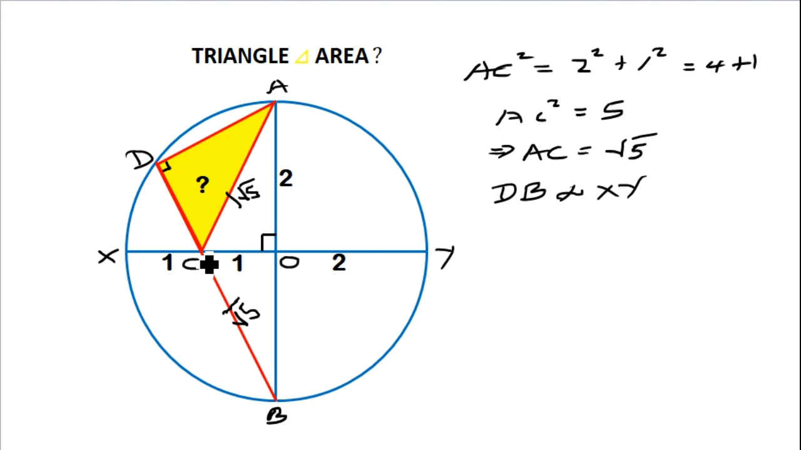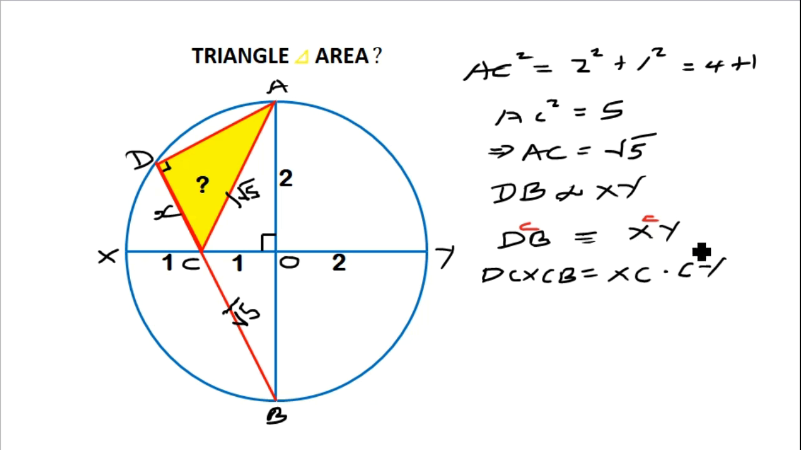If you use the theorem of intersecting chords, then from D to C times from C to B, because we know chord DB is intersecting with chord XY at the point C. Point C is in the middle, the point where they are intersecting. So we are going to have DC times CB is equal to XC times CY, the theorem of intersecting chords.